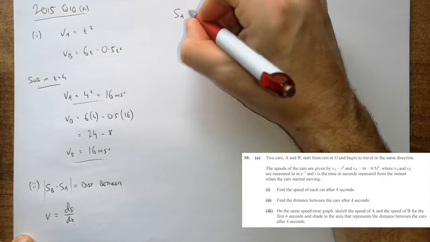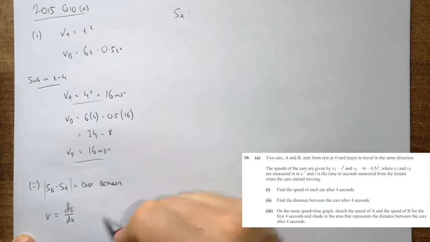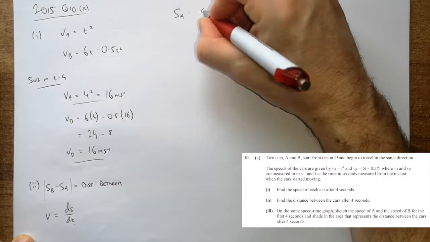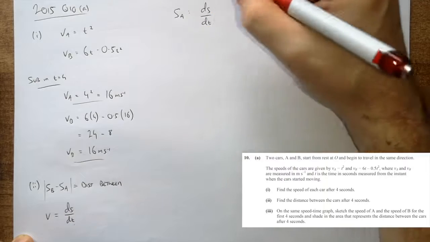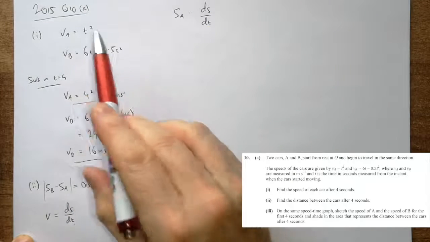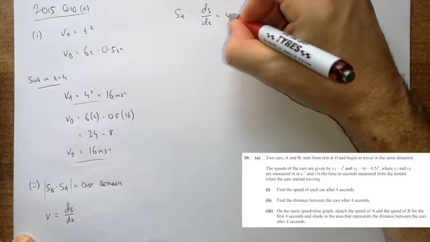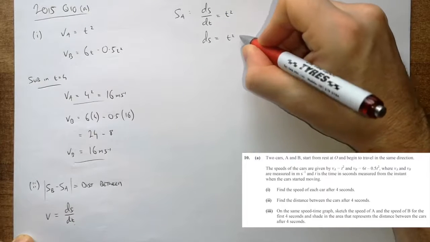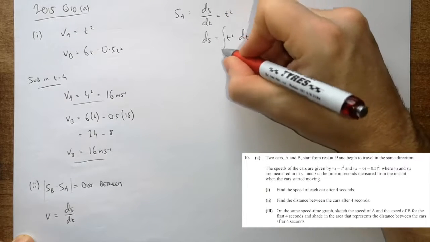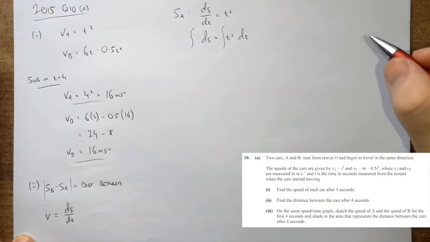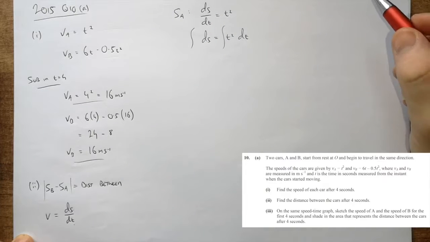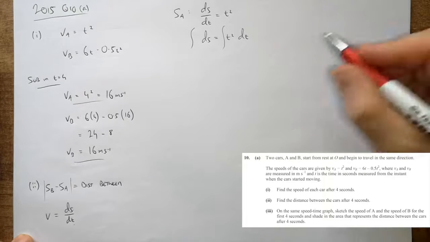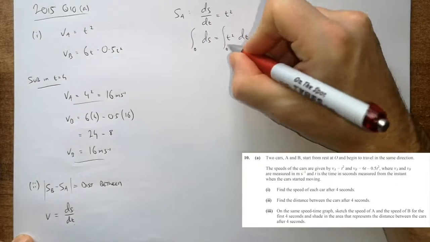So for SA, we are going to use the fact that ds/dt is velocity, so that is t squared. So ds equals t squared dt. I'm going to integrate both of those. Now, what limits are we going to use? Well, if you go back to the question, you will see they start from rest. So those are both 0 at the bottom.